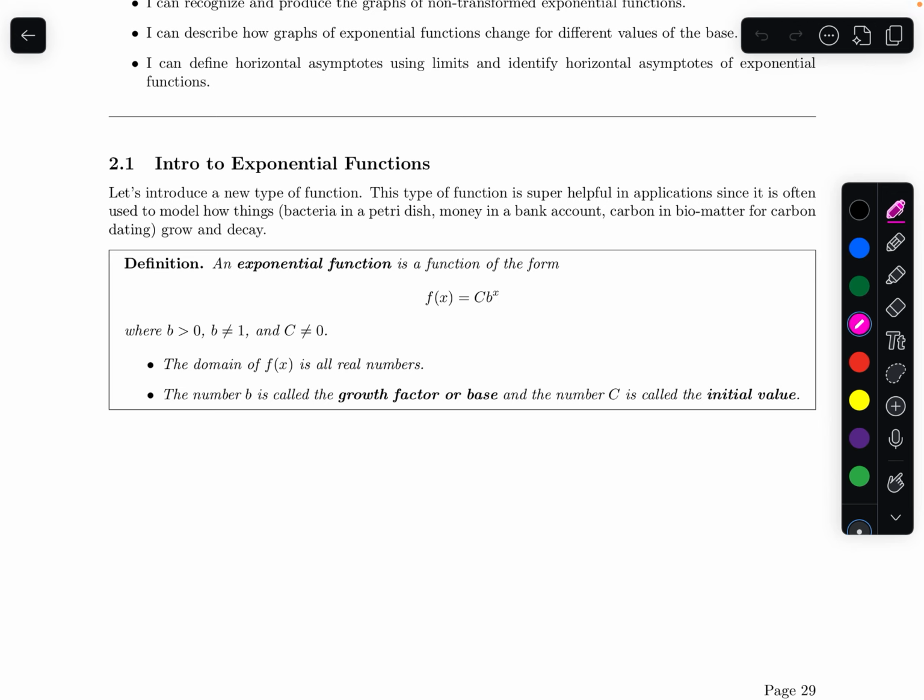Welcome to our discussion on exponential functions. Be sure that you have reviewed the homework for 2.0, which goes over all the exponent rules that are necessary to succeed in this section. Let's start by introducing the exponential function.